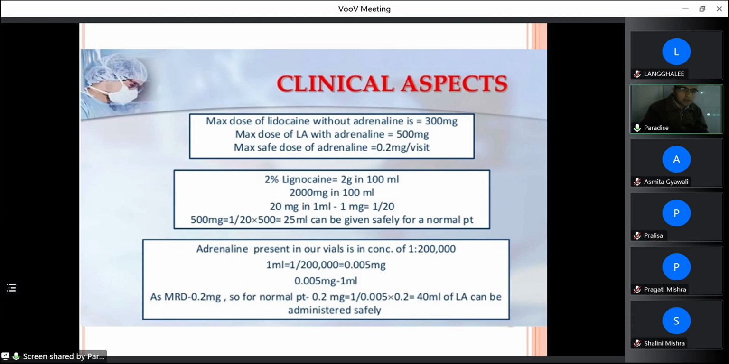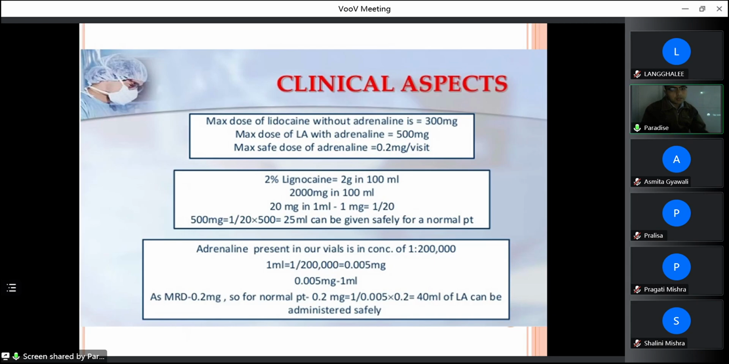According to the dose of lignocaine, 25 ml is safe. So which one is less? We have to consider that. So in this condition, if the concentration is 1:2 lakh, you can give about 25 ml of local anesthetic with adrenaline safely.